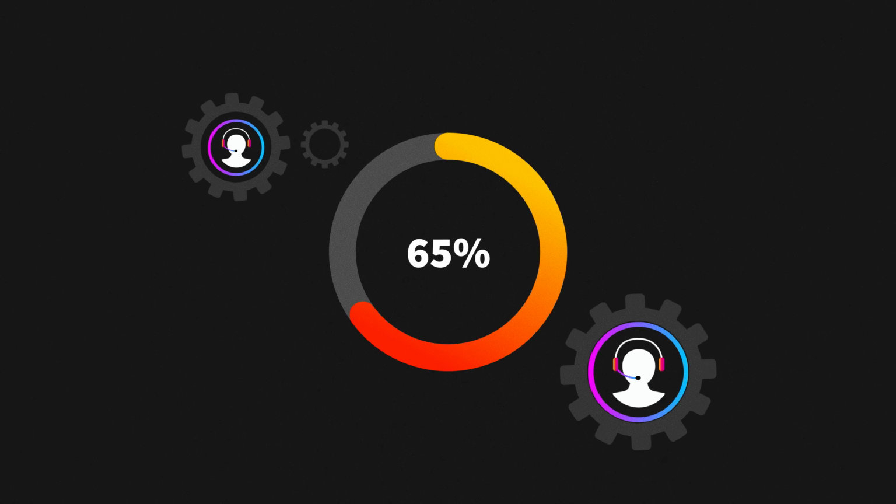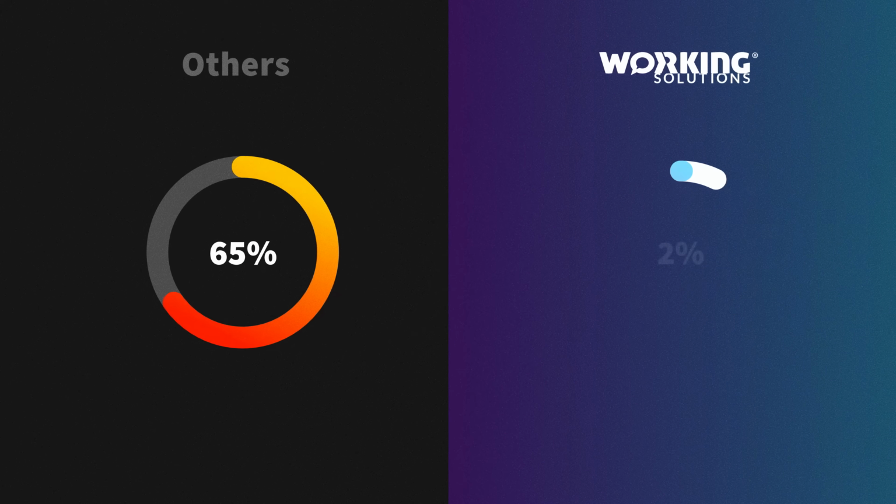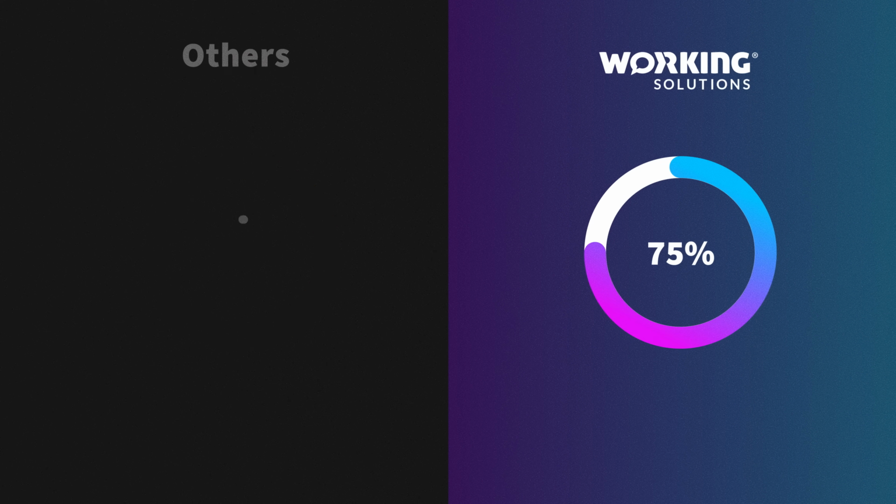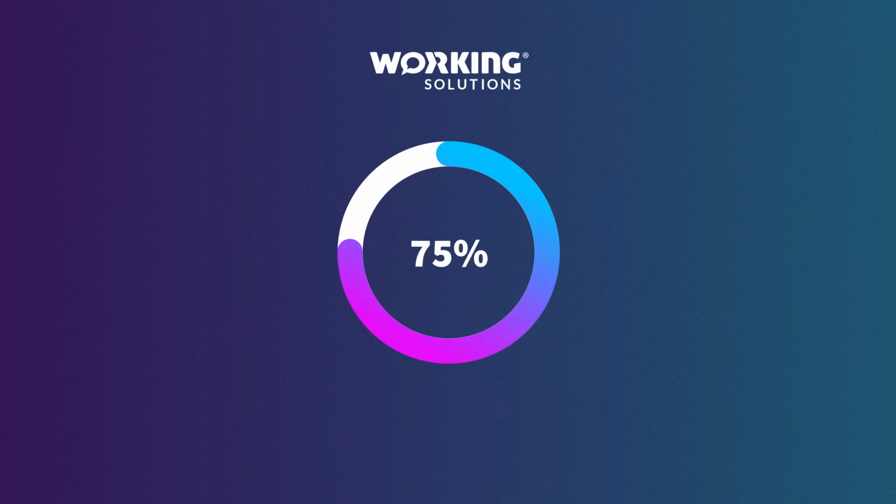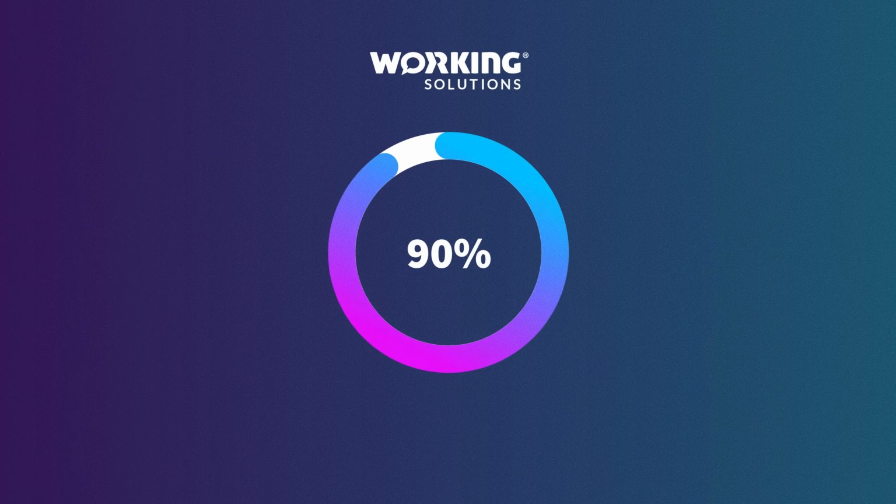and Michaels. The average usage or productivity rate in an employee model contact center is 65%. Working Solutions can increase your output to 75% or higher. And for our top clients, it's closer to 90%.